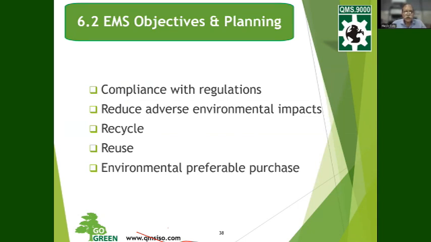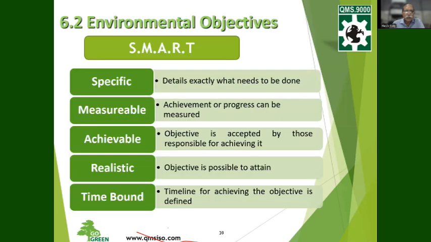Then you need to identify the objectives: compliance with the regulations, and based on the regulations, reduce adverse environmental impacts, recycle, reuse, environmentally preferable purchase. You need to mention these in your quarterly, 6-monthly, annual objectives. And the objectives must be SMART: specific, measurable, achievable, realistic, and time-bound, so that you can achieve them.